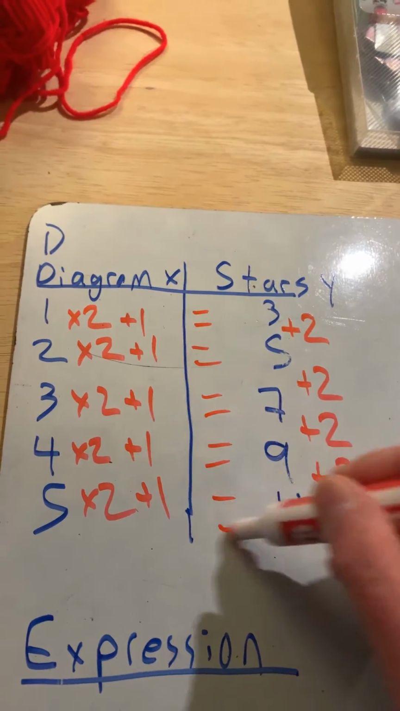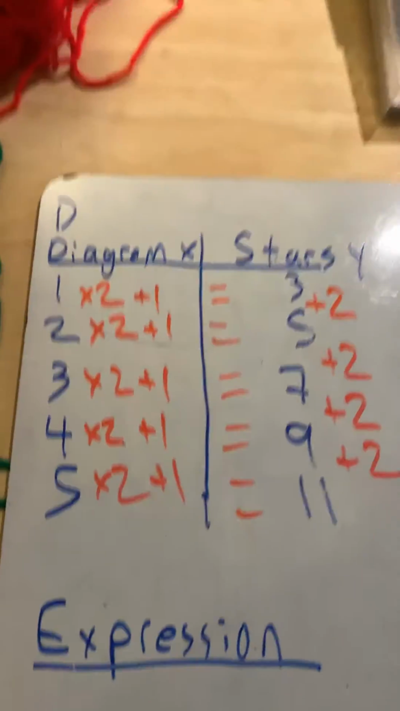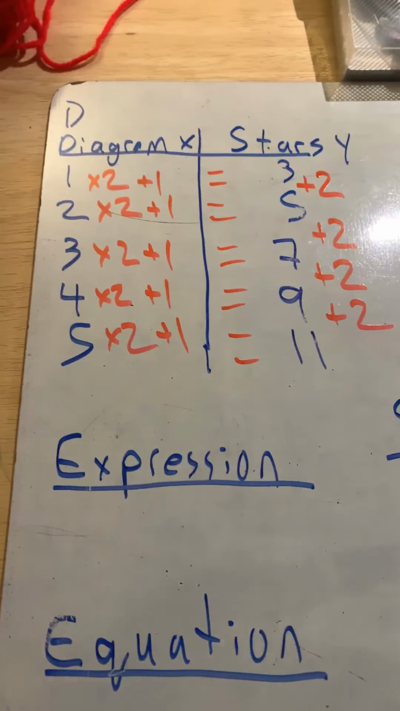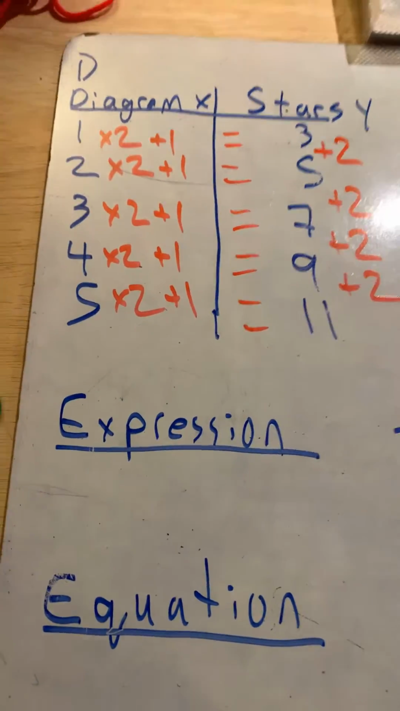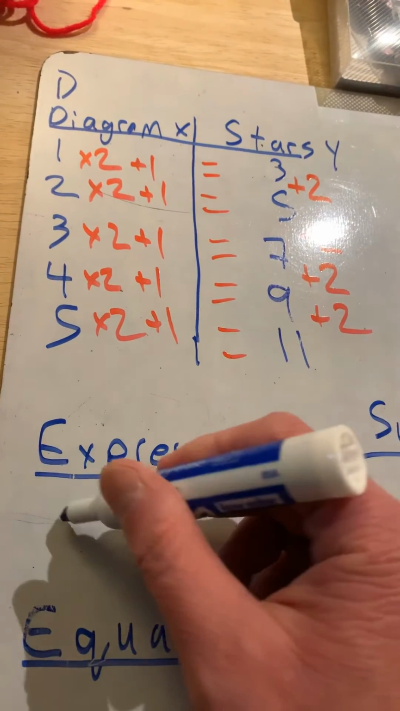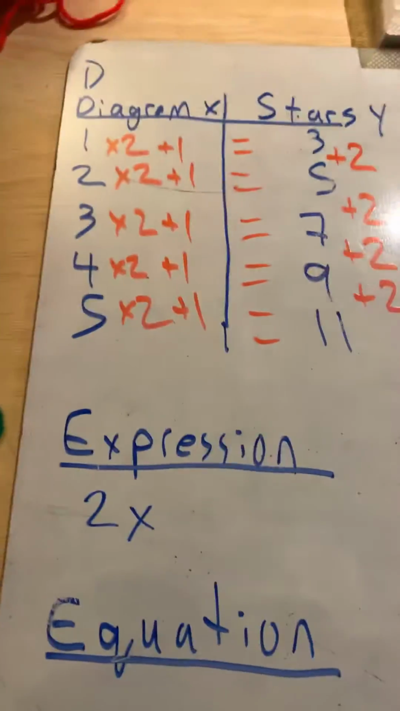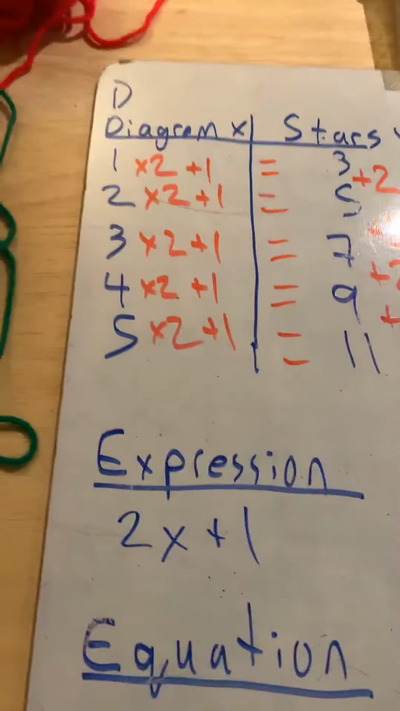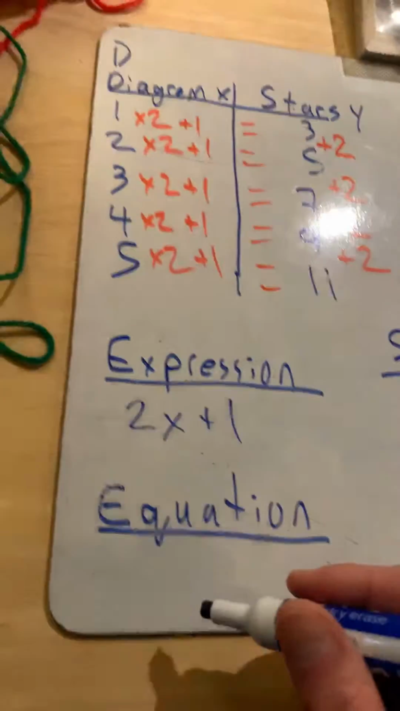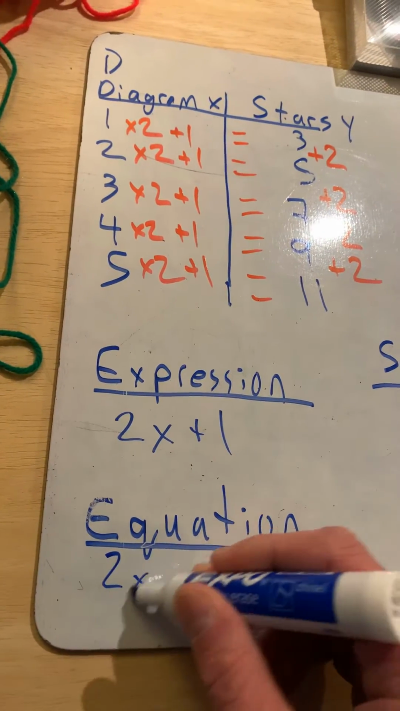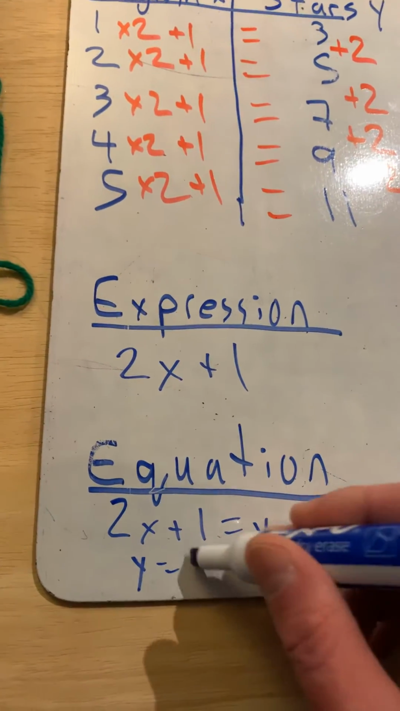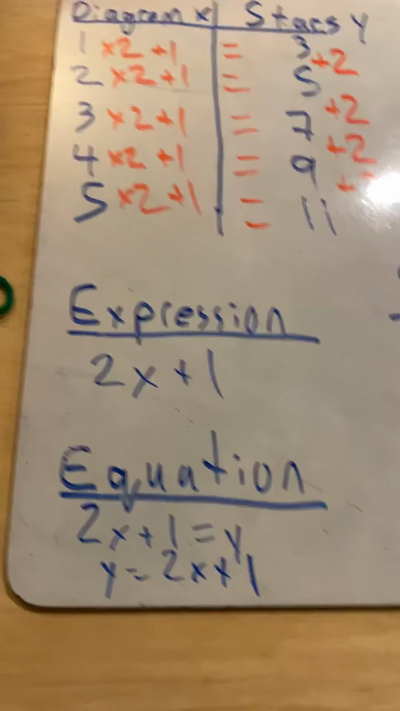So that's the algebra. The next thing to do in these questions is to write the correct expression and equation. Since the diagram is x, the way we show diagram times 2 is 2x. And then you have to add on that plus 1. For the equation, you just add on the stars, which is y. So it's 2x plus 1 equals y, or y equals 2x plus 1.